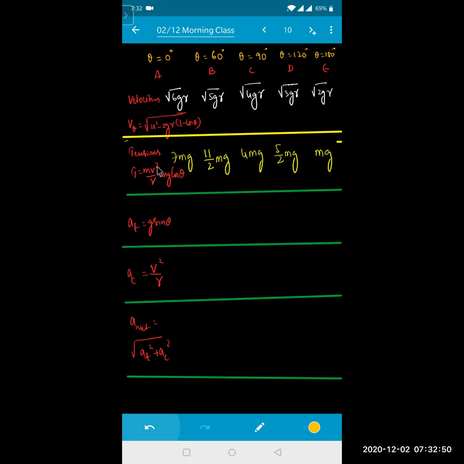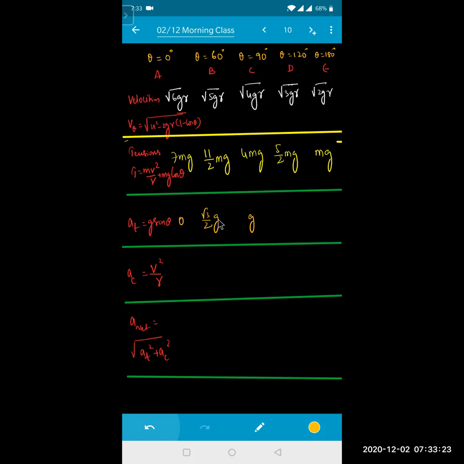Tangential acceleration. I hope now you can do this one. g into sin θ. Sin 0 is how much? 0. So at θ = 0, it becomes 0. At θ = 30, that becomes g by 2. At θ = 60, it becomes root 3 by 2 times g. Then at 90, sin 90 is 1, so it becomes g.